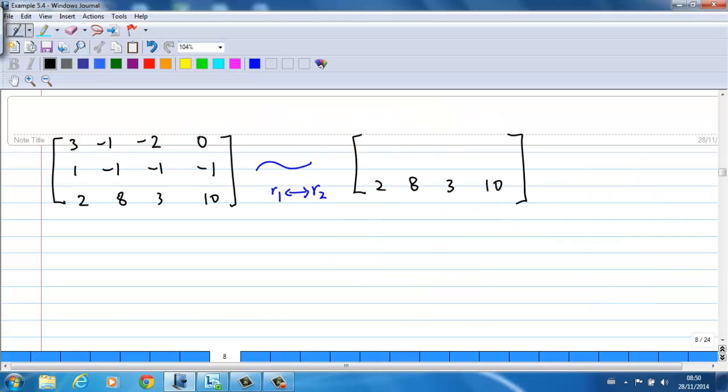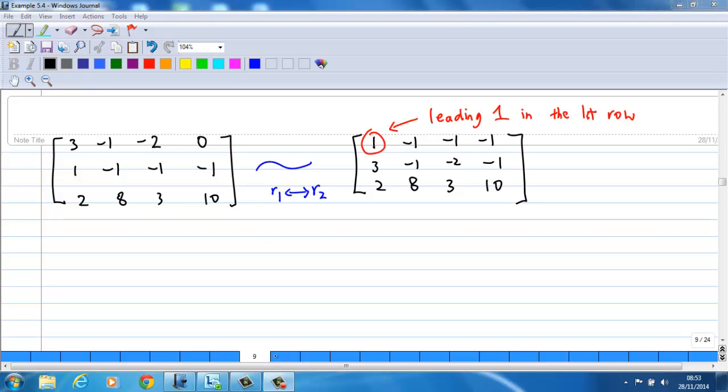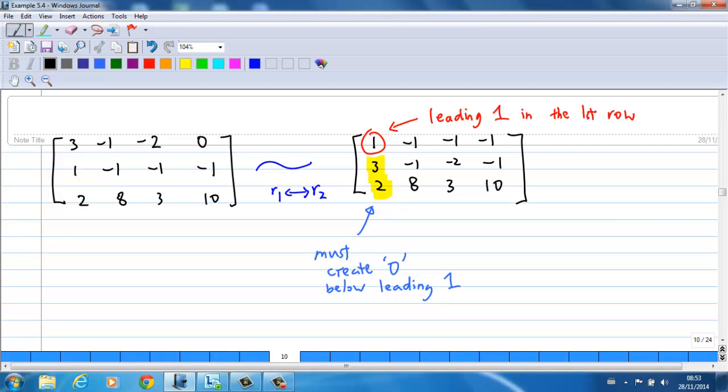After I interchange the first row and second row, the first row becomes 1, negative 1, negative 1, negative 1. The second row becomes 3, negative 1, negative 2, 0. So now we have a leading one in the first row. The first non-zero entry in the first row is a 1. Then we must create 0 for all entries below the leading 1.